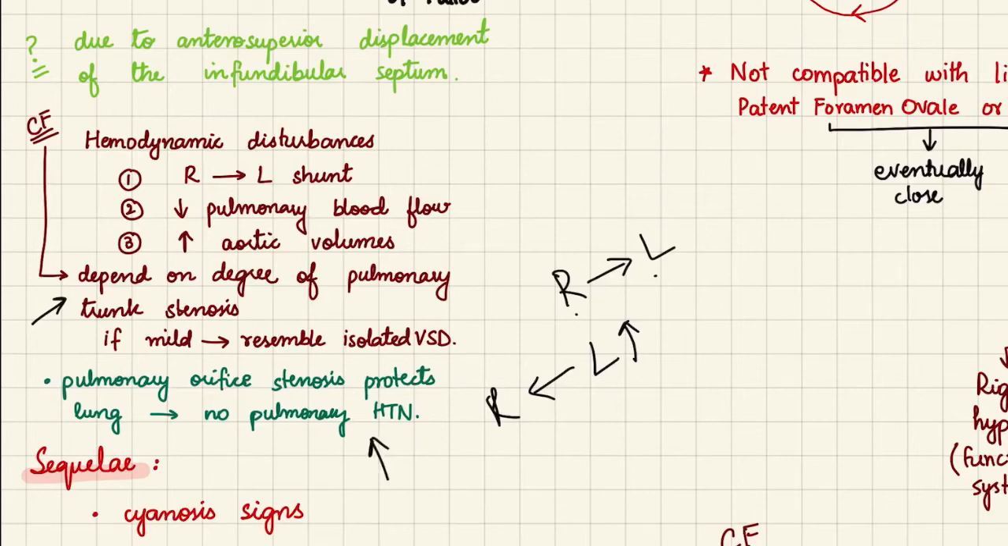One other thing to remember is that although in this case we have right ventricular hypertrophy, and we've seen that whenever that happens, just as in left to right shunts, there are severe complications of pulmonary hypertension. But in this case, what will happen is that this pulmonary orifice stenosis is going to protect the lung from that volume overload, and thus no pulmonary hypertension develops in this case, although the right ventricular hypertrophy is there.